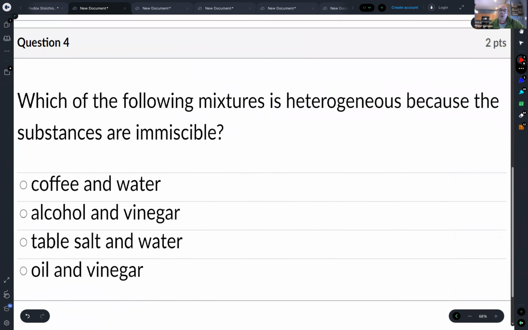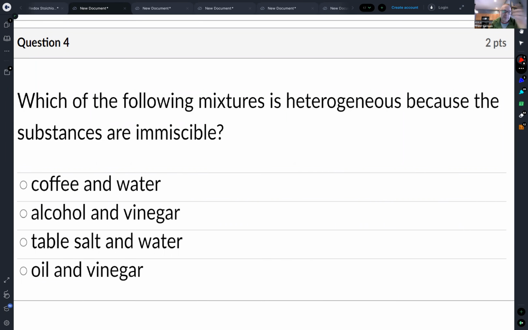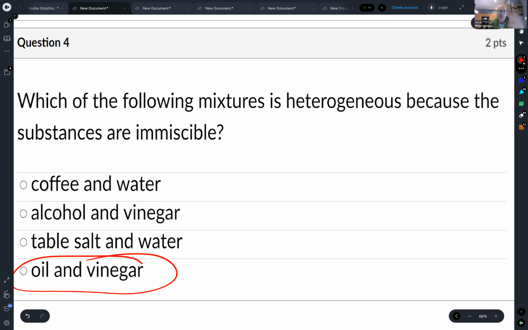All right, number 4, which of the following mixtures is heterogeneous because the substances do not mix? Well, that is oil and vinegar. Same thing as oil and water.